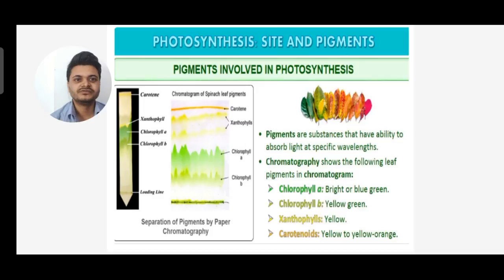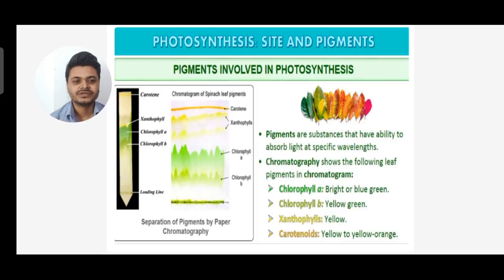Now the pigments involved in photosynthesis: you can see different pigments are there. Chlorophyll A, chlorophyll B, xanthophyll, carotene. Like you can see, the leaves are of different colors. The green color is there, but still different colors are also there. So pigments are substances that have the ability to absorb light at specific wavelengths.